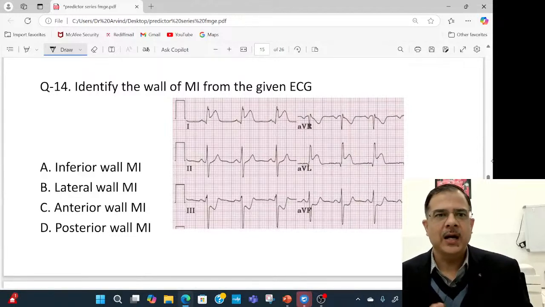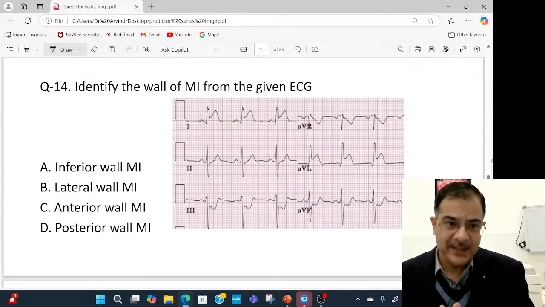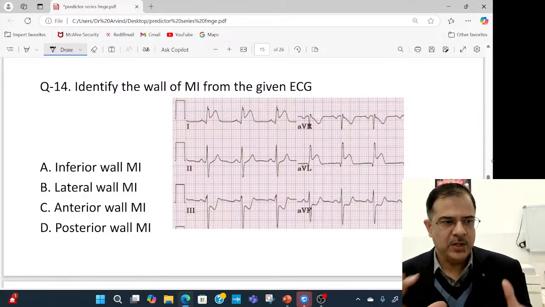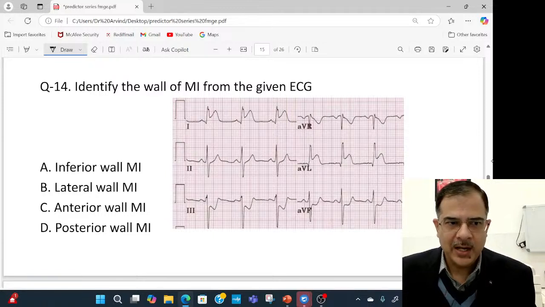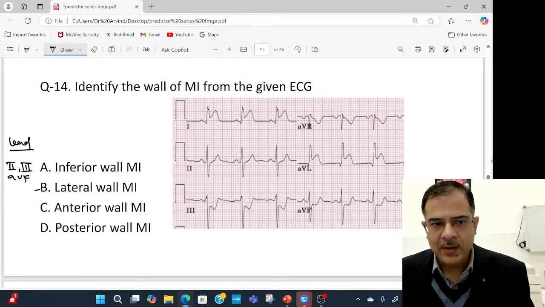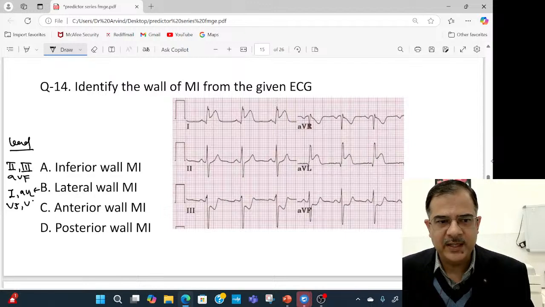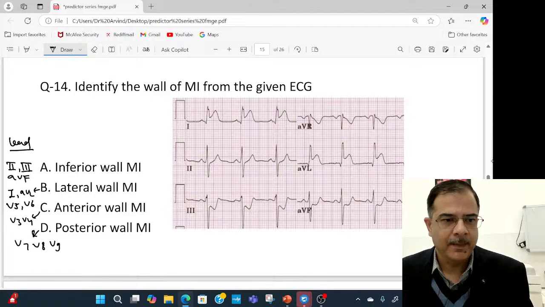So the question is, identify the wall of the MI from the given ECG. In one question, you can identify the wall: inferior wall will be the leads which show ST elevation in 2, 3, AVF. Lateral wall will be 1 and AVL as well as V5, V6. Anterior wall is V3, V4. Posterior wall will be V7, V8, V9.